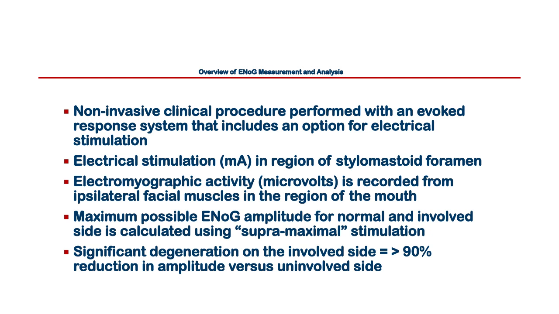And your goal is always to record the largest amplitude that you can possibly get from each side, and then compare the two. One of the more common mistakes in ENoG is people kind of pussyfoot around. They don't want to give the patient too much stimulation, and they understimulate, and they're not recording the largest response they could get from the patient. And that's how you can begin to make mistakes in your interpretation, thinking that there's paralysis there when there really isn't.